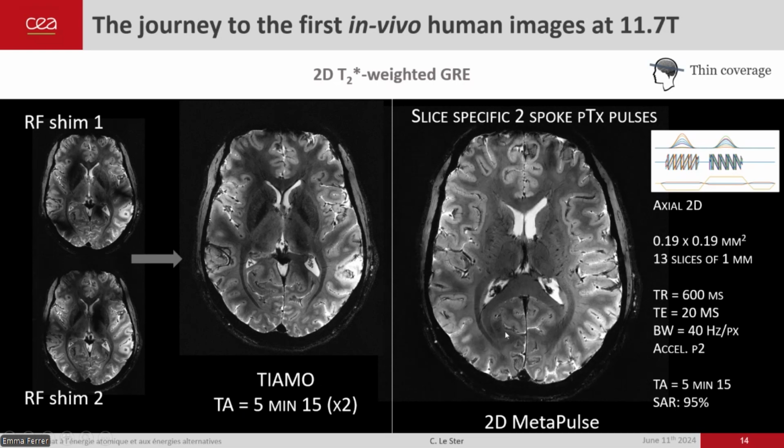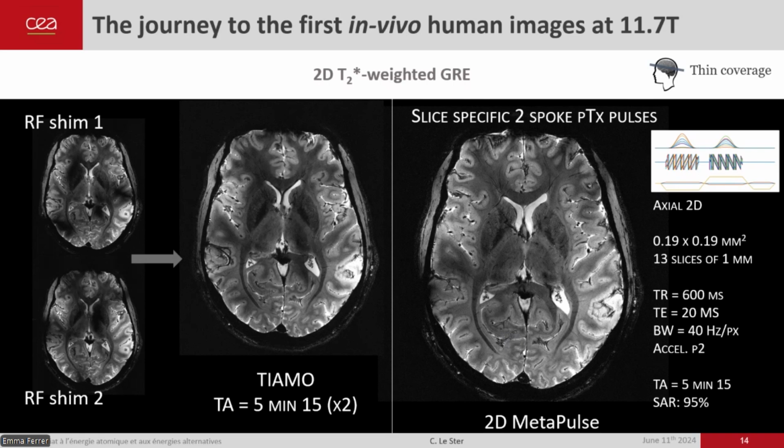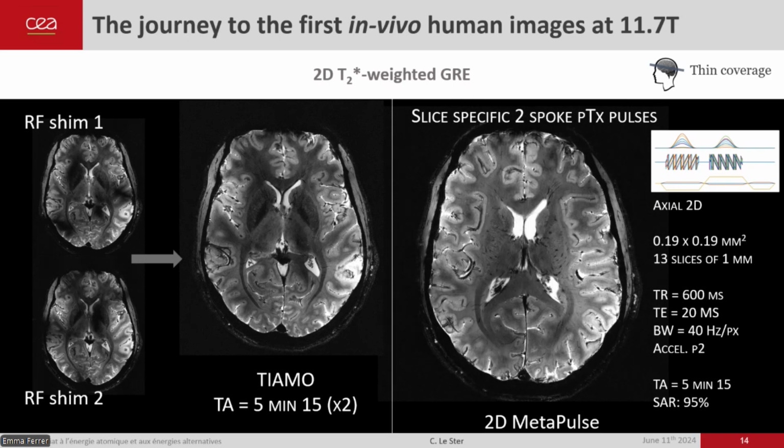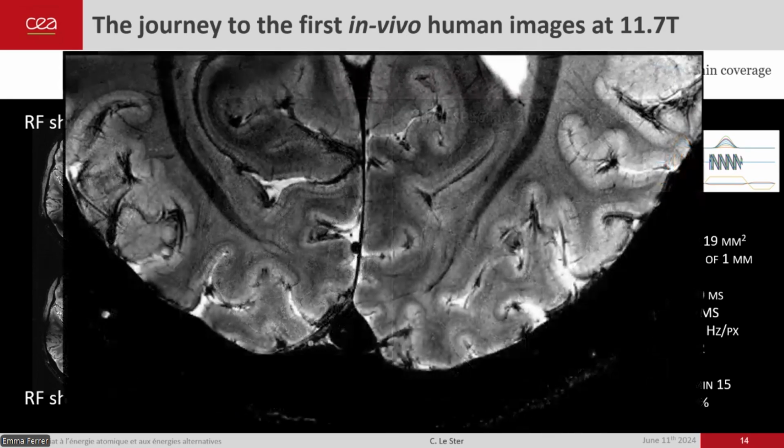And then Vincent Gras was able to design a 2D metapulse, and the acquisition time was reduced to 5 minutes to get this image. Here is just a zoom where we can appreciate the anatomical details.